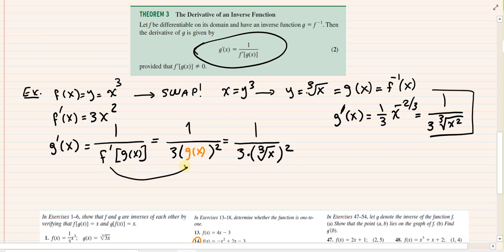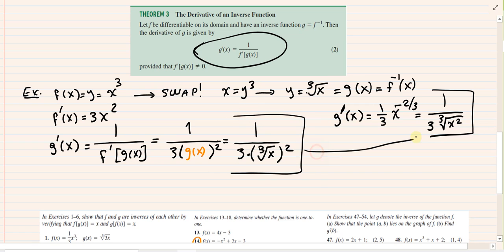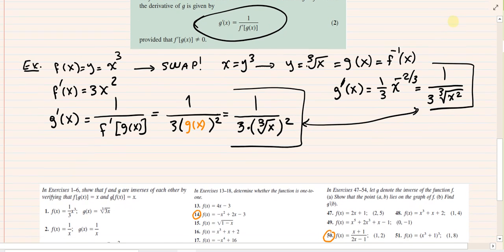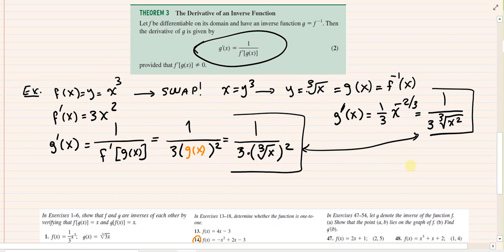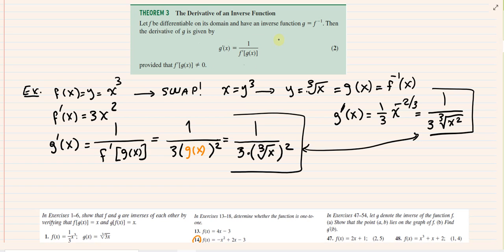So from here to here, I use 3x squared, but instead of x, I have g of x. That's what the evaluation point is. And there you go. Check this out. These are the same, aren't they? These are exactly the same. So we can evaluate points on the inverse, or the slope of a tangent on the inverse, using the original function. A lot of times we don't even have to find the inverse if we want to evaluate at a point. We'll see an example of this in a moment, and it will clarify what I'm trying to get at.